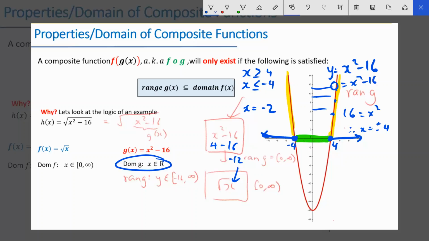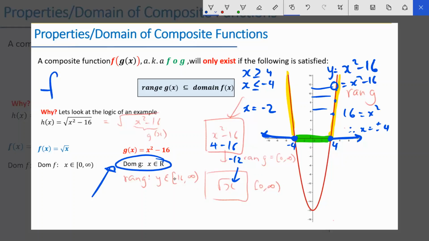If I sub in 4, squared is 16, 16 minus 16 is 0, square root of 0, perfectly fine. If I chose a number larger than that, let's say 5, 25 minus 16, perfectly fine, nothing wrong. So in this whole exercise, what you're really doing is they're asking you to restrict the function that is inside the function. So let's look at it all again.